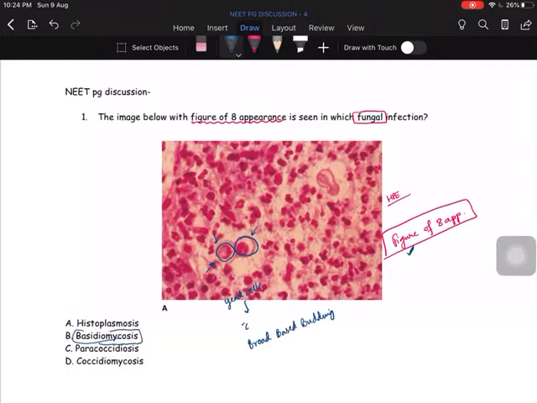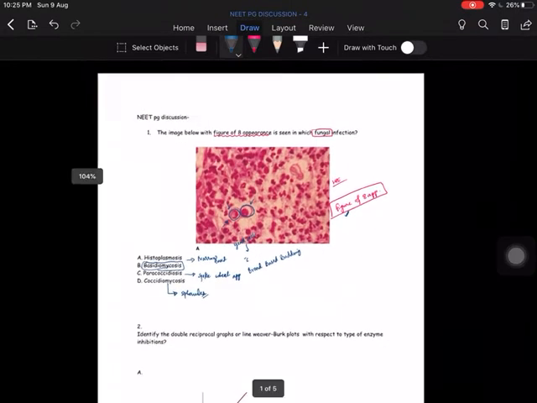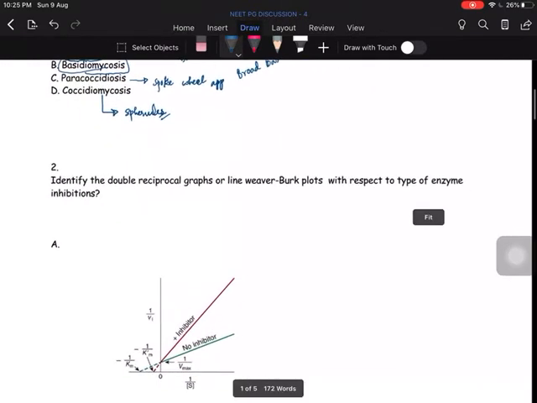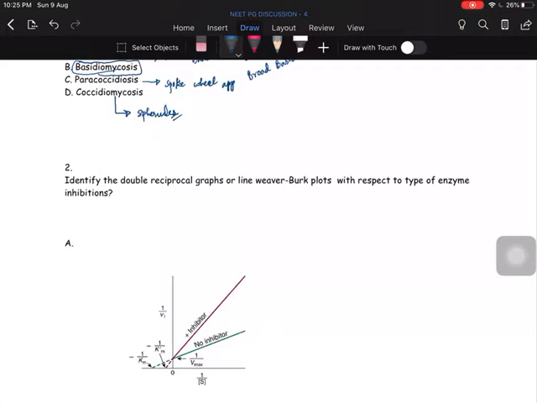Histoplasmosis shows narrow based budding. Paracoccidioidomycosis shows a spoke wheel appearance. And coccidioidomycosis has spherules, mature spherules in their histopathology. So figure of 8 appearance, blastomycosis.